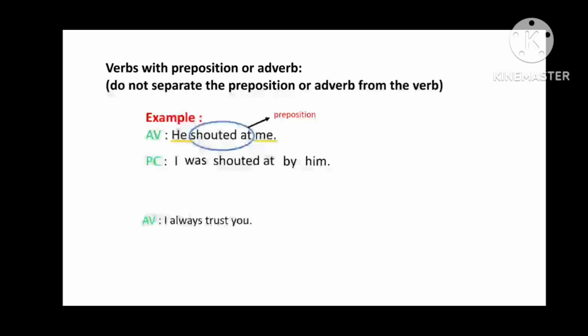I have given you another sentence. Can you try to convert this sentence? I always trust you. Always trust is the verb and adverb combination. So it will be, you are always trusted by me.